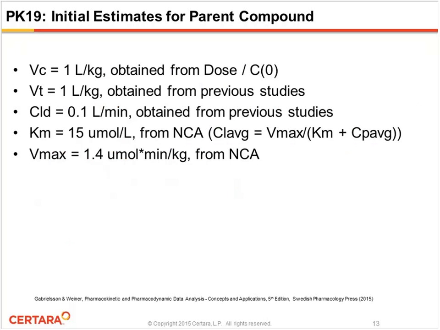And the Km and Vmax from NCA, basically you took the average clearance across the 3 dose groups, and set them equal to Vmax divided by Km plus the average concentration from each dose group, and then solved back for the Vmax from this equation. It's discussed in Gabrielsson and Weiner, but in the presentation, what I did was I used the initial estimates tab on the Phoenix model object to further adjust these values as initial estimates.